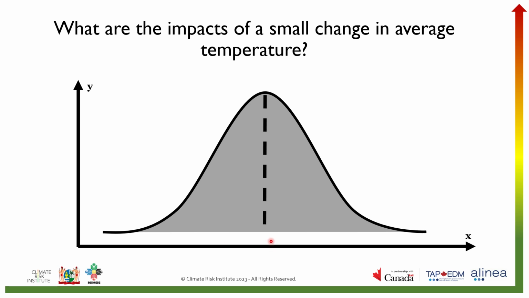On the x-axis along the bottom, we have temperature. The middle or the peak of our bell curve is the average temperature. On either ends, we have extreme cold and extreme hot, all the way over here. On the y-axis, we have the probability of occurrence, meaning how likely is this to happen? For example, how likely is it that we will have an extreme cold or an extreme hot day?